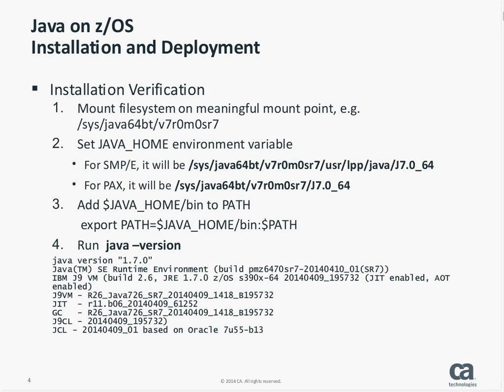One thing I've noticed: if you install the JDK under SMP, there are extra directories, usr/lpp/java, under the zFS file system target. If you install from a pax file, the JDK is only the one directory, which is J7.0_64 under the file system mount point. You need to make sure you add the bin subdirectory of the Java home to your path, and run java -version, and you should get output that tells you when the JDK was built and what the maintenance level is and so on.